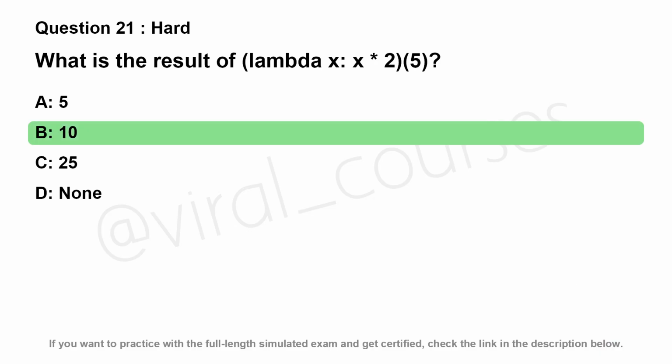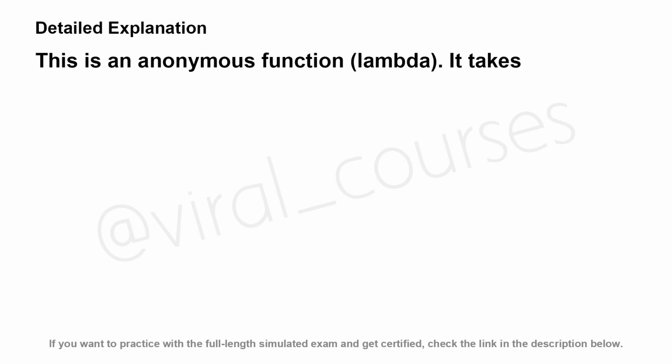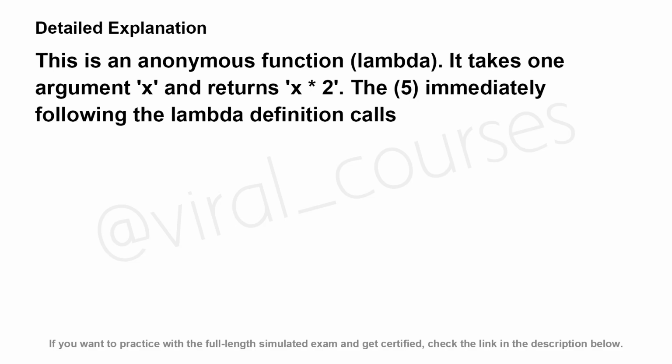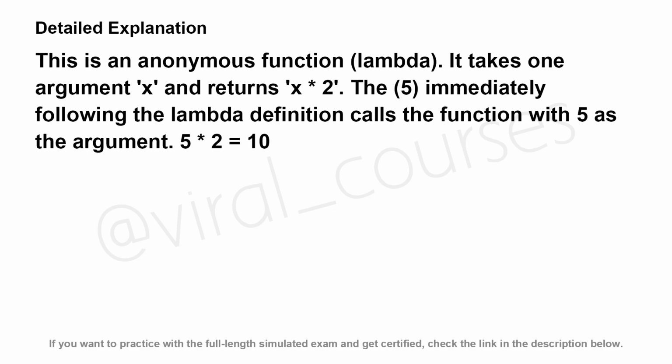The correct answer is B. This is an anonymous function, lambda. It takes one argument, x, and returns x * 2. The 5 immediately following the lambda definition calls the function with 5 as the argument. 5 times 2 equals 10.